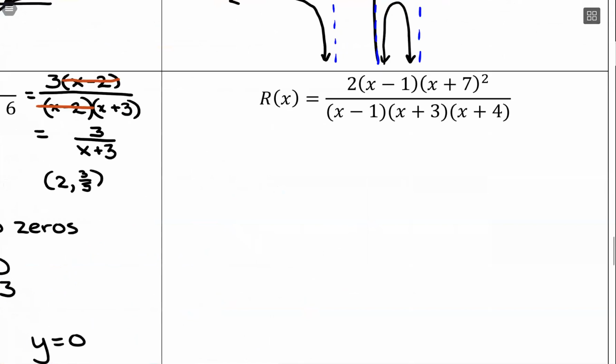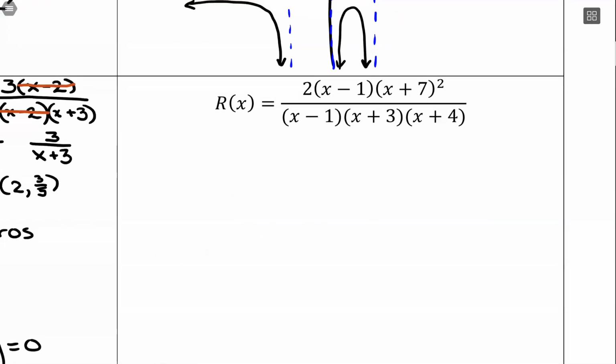All right, one more example here with the factored form. So it's already factored, and then if I simplify, all that I would need to do is take out the x minus 1 values. So without those, I would have my factored form. In fact, I'll write it out. 2 times (x plus 7) squared over (x plus 3) times (x plus 4).